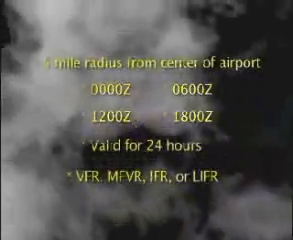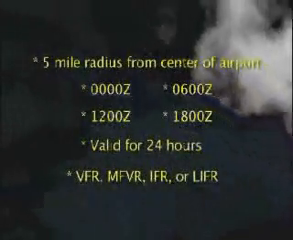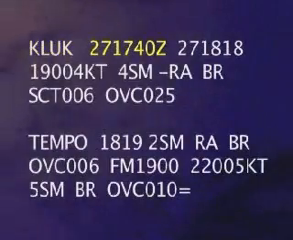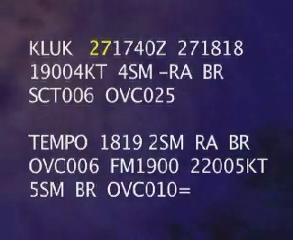Low IFR, by the way, describes conditions of ceilings below 500 feet and visibility less than 1 statute mile. Marginal VFR is 1 to 3 miles visibility and 3,000 to 5,000 foot ceilings. Here's an example of a TAF for Cincinnati, and this is how it breaks down. First, we have the 4-letter identifier. The next set of numbers indicate the observation time. 27 is the 27th day of the month.